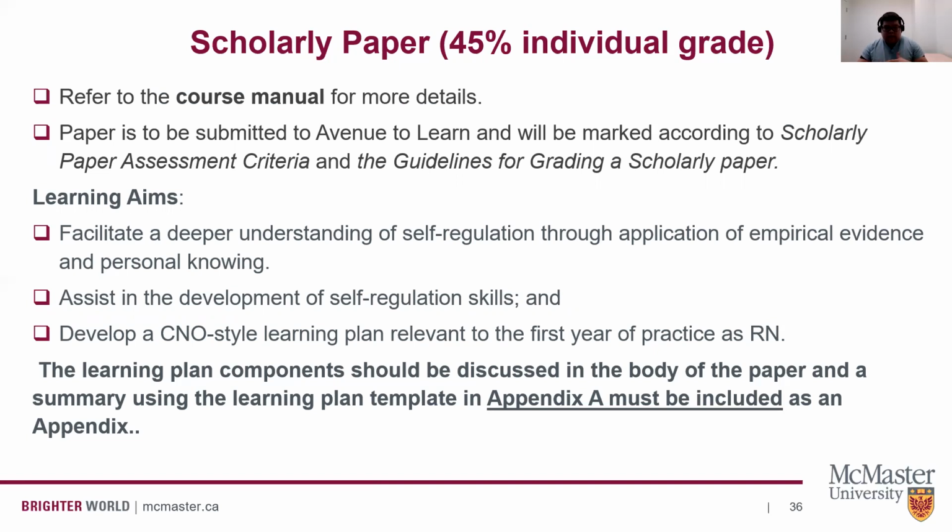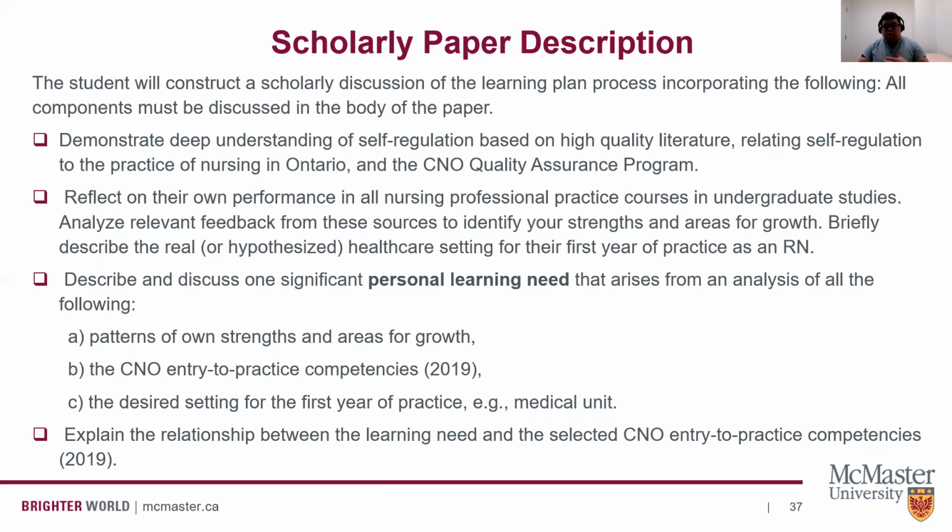Okay, and essentially you're going to be writing a paper examining your own professional practice. You're going to be looking at your evaluations, peer, self, and tutor evaluations up to this point, and look at where you want to be in your first year of practice. So, for example, me, I was an emergency nurse. I want to be an emergency nurse. This is where I want to work.